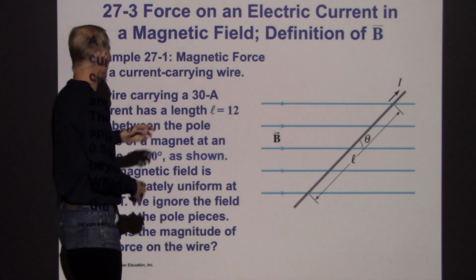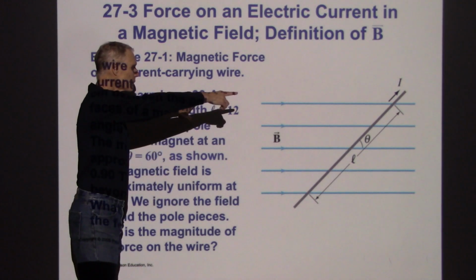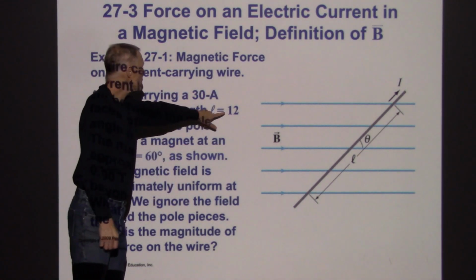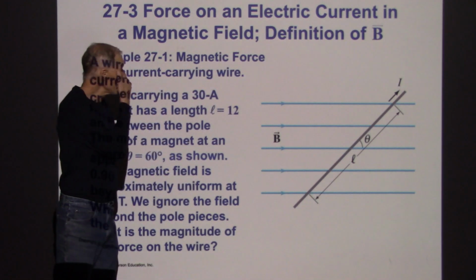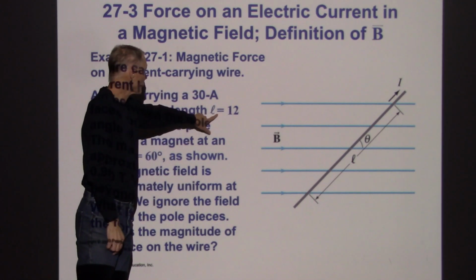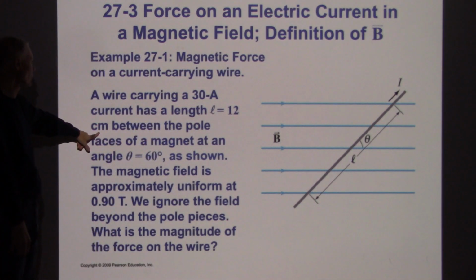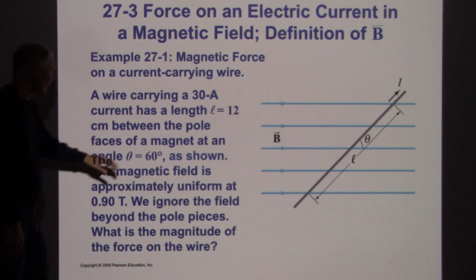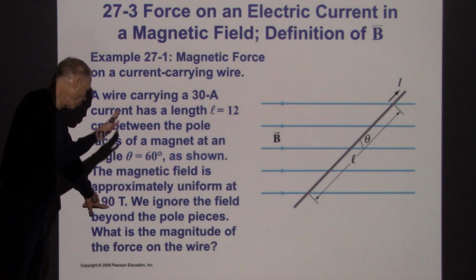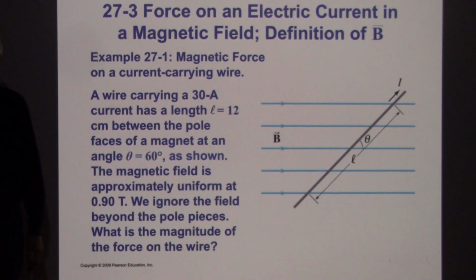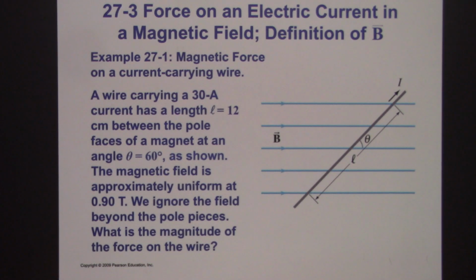So let's see what they told us. Yep, 30 amps, that's the current. We measured how far the current is running within that magnetic field, and the length of the current within is 12, oh, it's only 12 centimeters. It's oriented at an angle of 60 degrees, and we got them all four. Magnetic field is 0.90 Tesla. It says, how much magnetic force will there be?